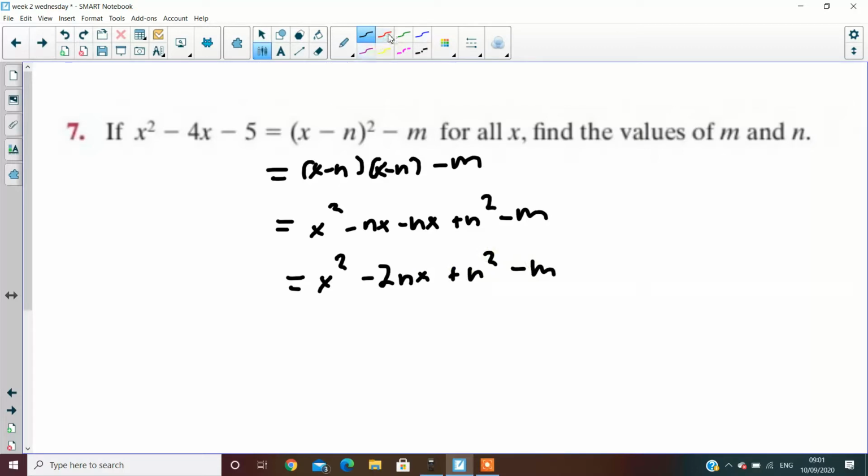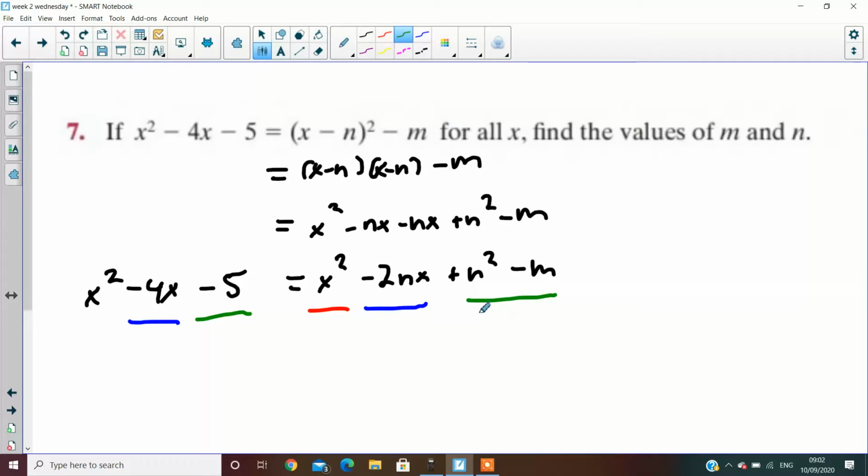Now there's 3 different parts. There's the red part, the x squared part, there's the x part, and finally there's the constant part. Everybody remember there's 3 parts? Yeah. And then on the other side you have x squared minus 4x minus 5. So essentially blue equals blue and green equals green. That's all you gotta do.